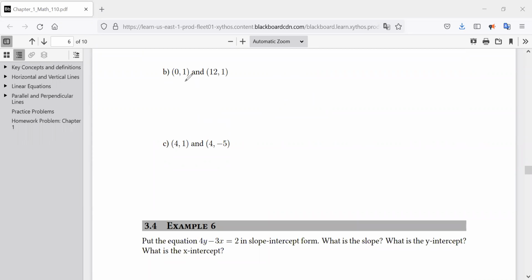So this one, what's people's first instinct? Find the slope. Okay, we can do that. So we would do, say, 1 minus 1 divided by 12 minus 0. So that's 0 divided by 12. That's equal to 0, right?